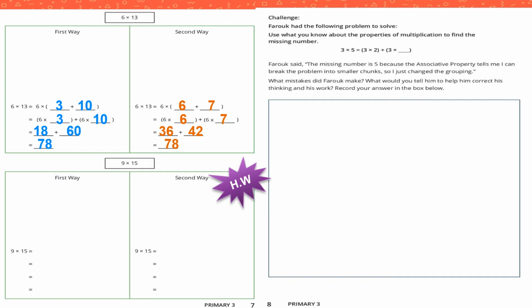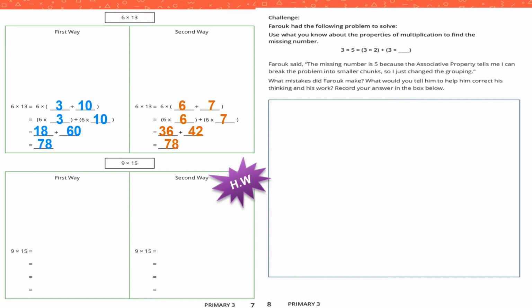The challenging part here, Farouk had the following problem to solve. Use what you know about properties of multiplication to find the missing number. I have here 3 times 5 equals 3 times 2 plus 3 times what? What should I write here? Farouk said the missing number is 5. He wants to put 5 here. Is it correct?